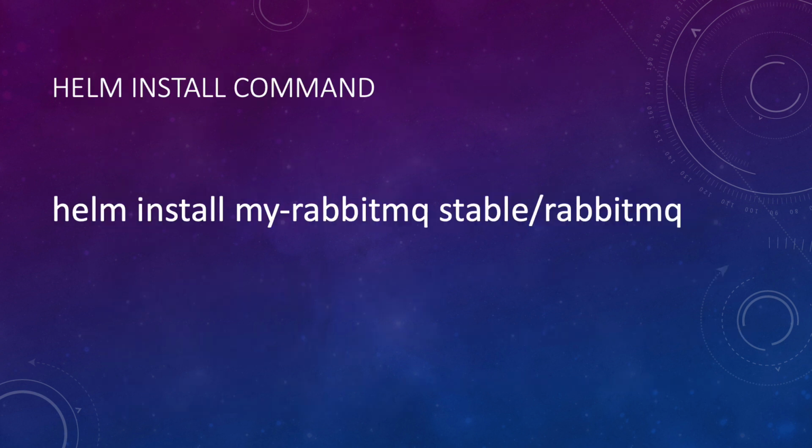Helm install is the Helm command used to install a chart and create a release in Kubernetes. my-rabbitmq is the release name, which you can customize to a name of your choice. It serves as an identifier for the specific installation of RabbitMQ. stable/rabbitmq refers to the RabbitMQ Helm chart that will be used for the installation. The stable repository contains a collection of curated charts, and rabbitmq is the specific chart for RabbitMQ provided by the Helm community.